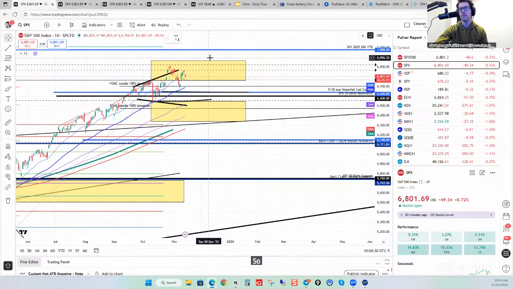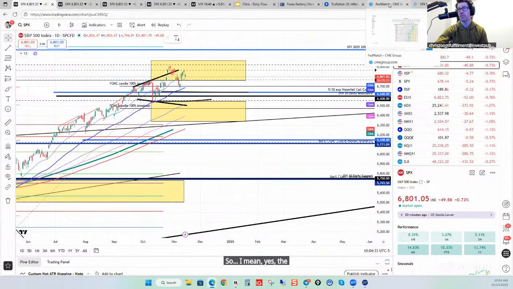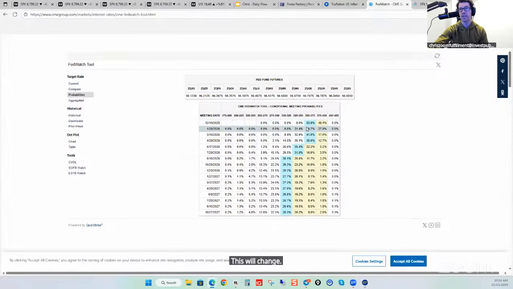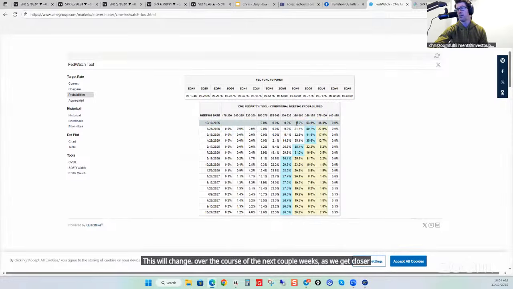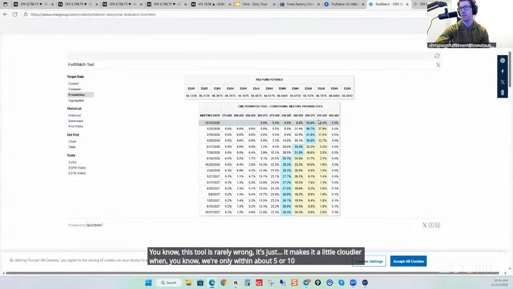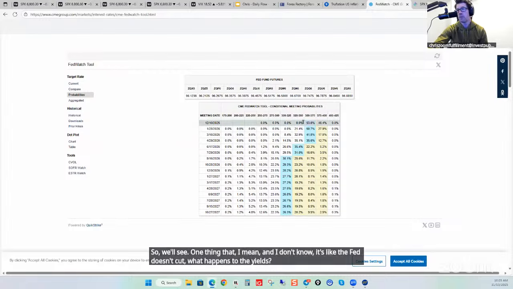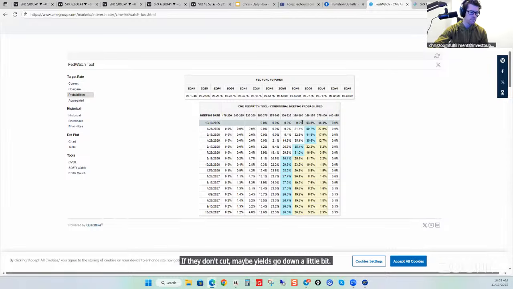So yes, the Fed probabilities have come down from 70 plus, 80 plus now to 55, 56%. This will change over the course of the next couple of weeks as we get closer to this date. This tool is rarely wrong. It just makes it a little cloudier when we're only within about 5 or 10% of either a pause or a cut. So we'll see. If the Fed doesn't cut, what happens to the yields? Maybe yields go down a little bit. But we take it day by day.